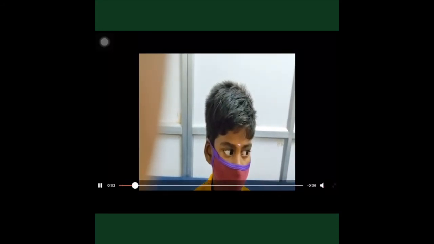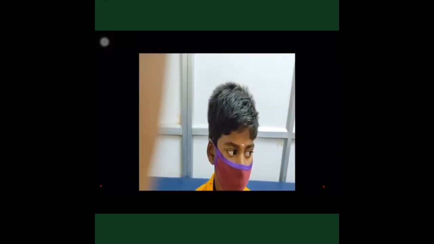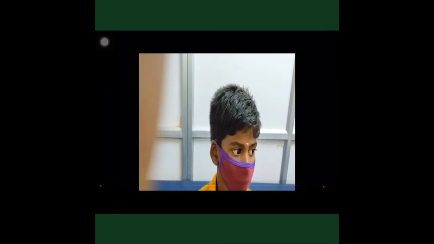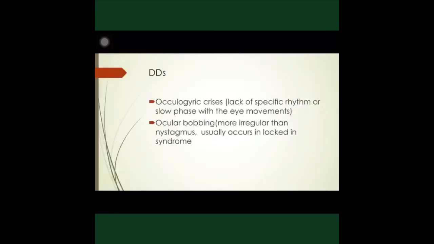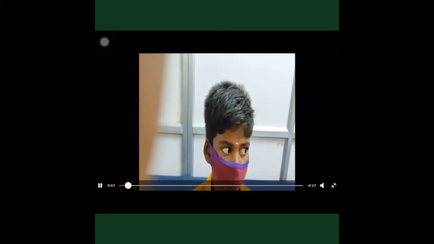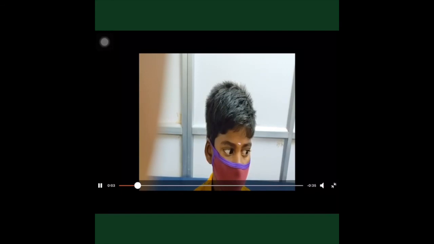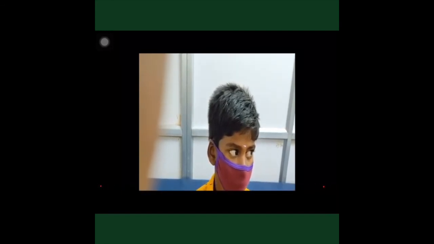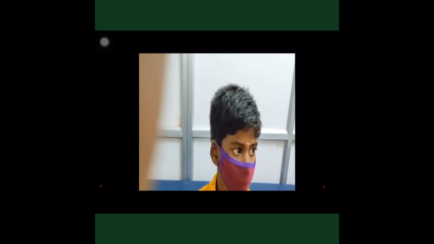So please see the video again, you can observe the nystagmus. First I ask the patient to look to the left side. So first he is looking towards the left side. We can observe the rapid, rhythmic, involuntary, oscillatory movements. That is nystagmus.